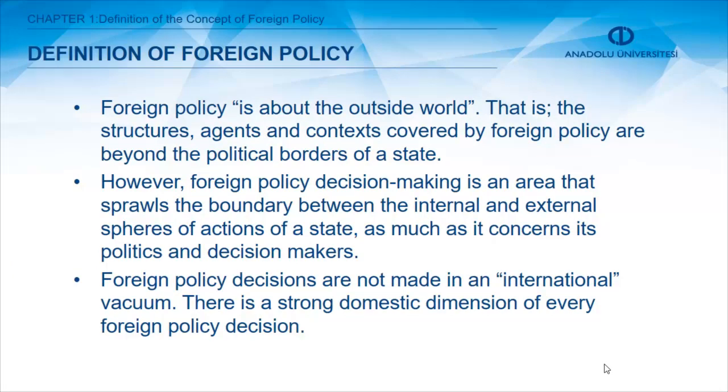Now, first, foreign policy is about the outside world. This means that structures, agents, contexts covered by foreign policy are beyond the political borders of a state. It is the outside world, the external world. However, although it is related to the outside world, the internal environment of a state is also very important in making foreign policy. Foreign policy decisions are not made in an international vacuum. There is a strong domestic dimension of every foreign policy decision, which we will see later in this lecture.